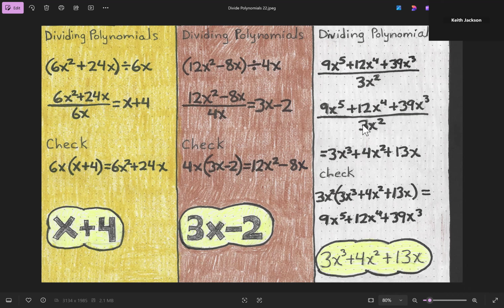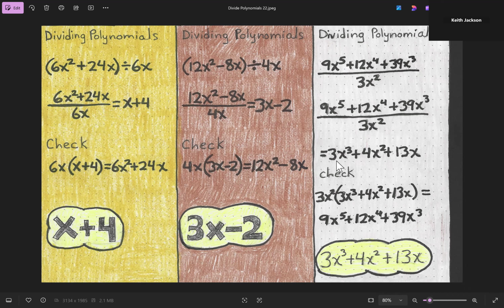All right, so we know that 9 divided by 3 will give us 3, right? And all we're going to do is just subtract the exponents right here, right? Because 5 minus 2 will give us 3, and so that would be 3x to the third power, or 3x cubed right here. We know that 12 divided by 3 would give us 4. Let's subtract the exponents, and that will give us x squared. And 39x cubed divided by 3x squared, well, that will give us 13x, because we know that 39 divided by 3 will give us 13. And we're just going to subtract the exponents, which will just leave us x right here.